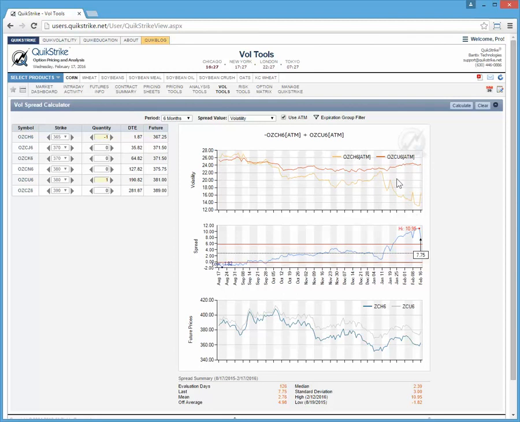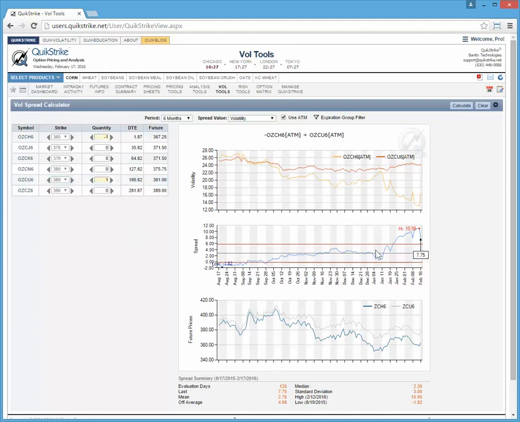But this is a great way to keep track of spreads, investigate spreads. If you see something that's a little bit out of line, you could take the time to investigate here and see what you think and see if there's a trading opportunity. So this is going to give you the outright values for the volatilities for each of these expirations. Below here is going to give you the spread. So obviously we're buying the one and selling the other.